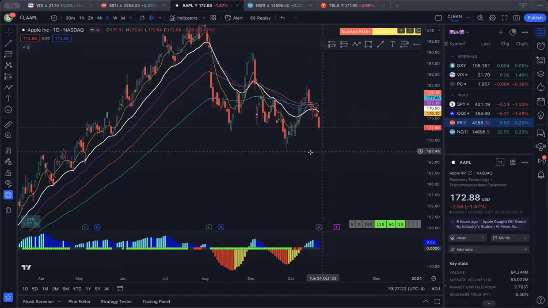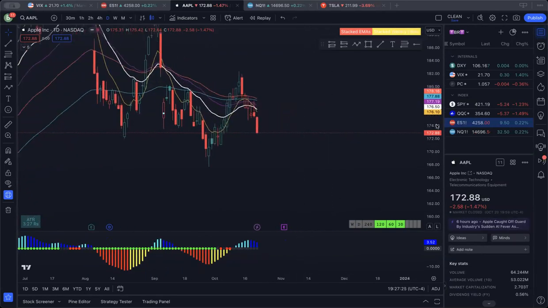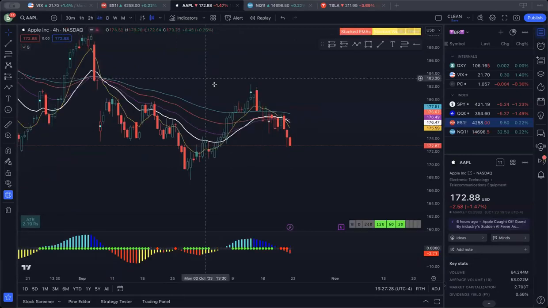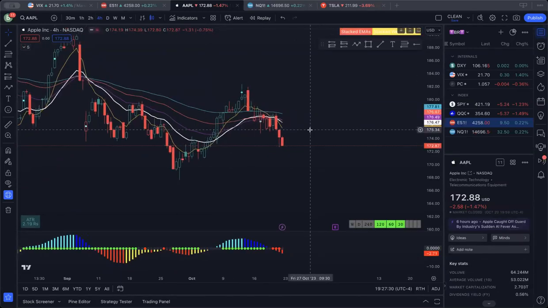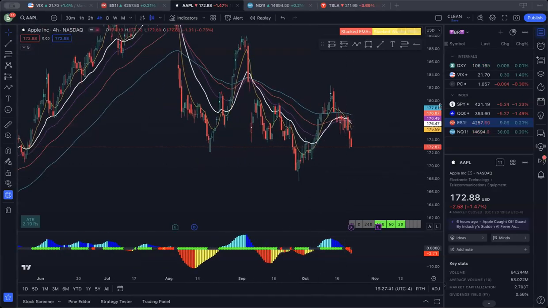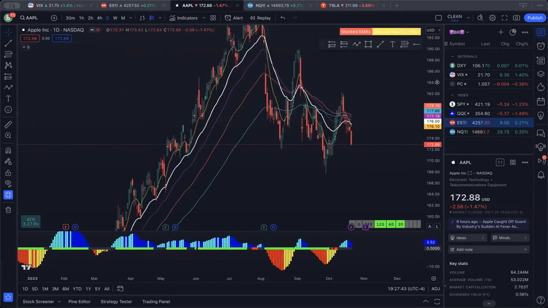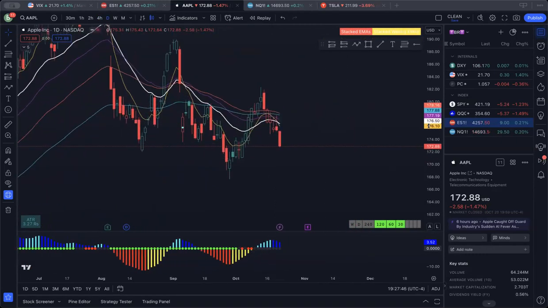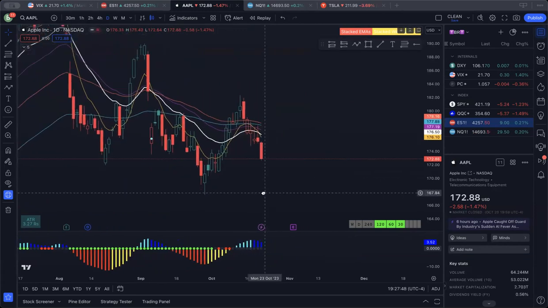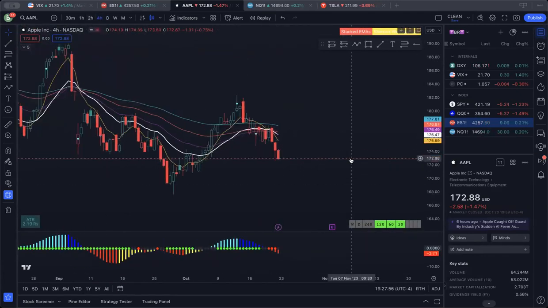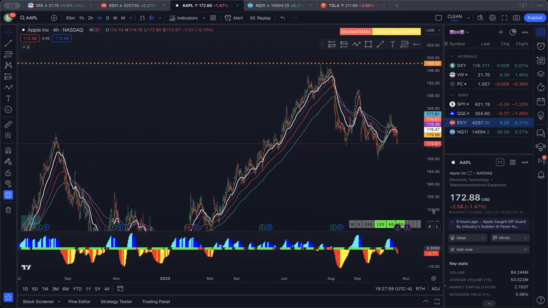Apple. Yeah, this one looks like a great short too. If you can pick it up near this 175, I'd try to take it down to 170 and then this low here around 167.50. So this one looks like a good short. I do like this one. Looks good for a short for sure. And I'd kind of play it based on this 4-hour here. That looks like a good short.